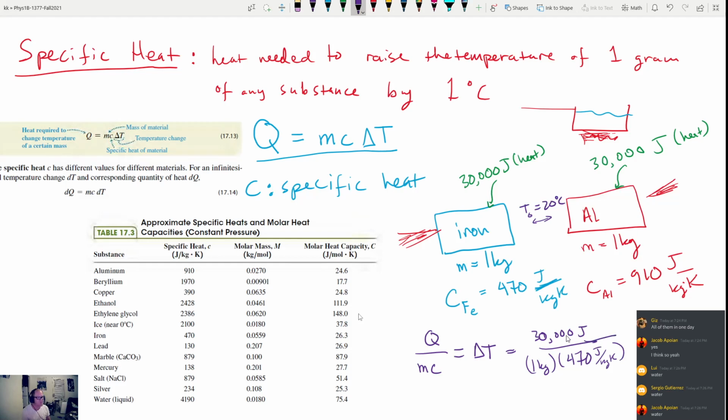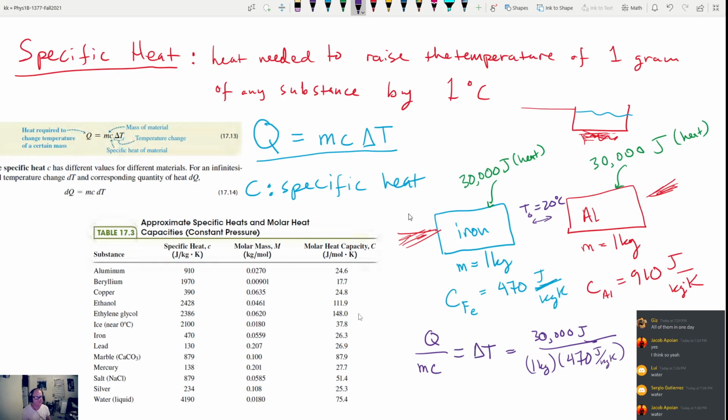In fact, in this case, we could probably say, since 910 is about twice as big as 470, we could call it like 450 and 900. The change in temperature for the aluminum should be half the change in temperature of the iron, right? Does that make sense? And the smaller the specific heat is, the bigger the temperature increase is going to be.